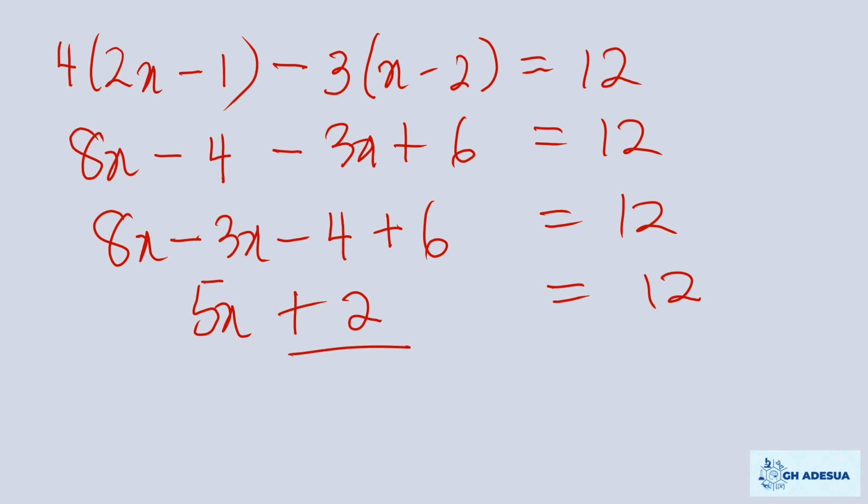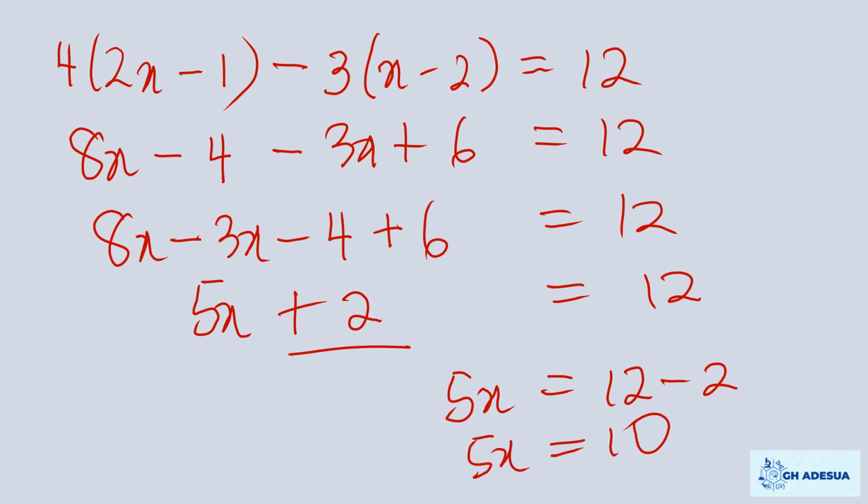Now we need to take this to the other side, so you'll be left with 5x equal to 12 minus 2, which is 10. So 5x = 10. And if 5x is equal to 10, you divide both sides by 5. 5 into 10 is 2. So we have x is equal to 2. That is the value. x = 2.